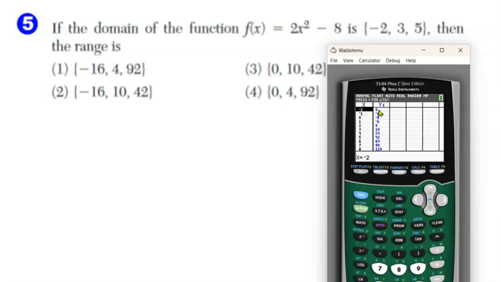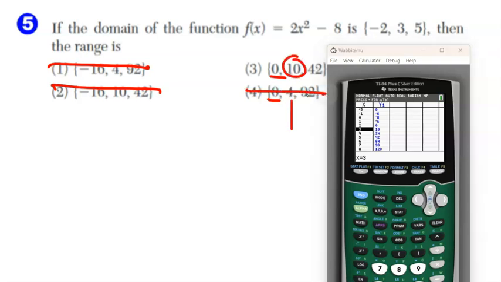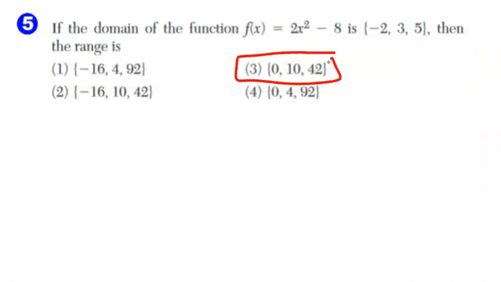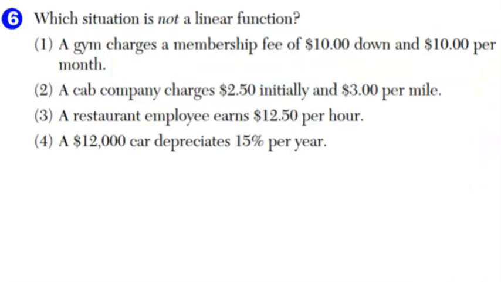-2 matches with 0. So I need a 0 in my list. So this list doesn't have a 0. This list doesn't have a 0. But these both have it. Now, what happens if my domain is 3? My input is 3, my output is 10. So I need a 10 in my list. This one does not have a 10 in the list, so I have found my answer. It's option 3.